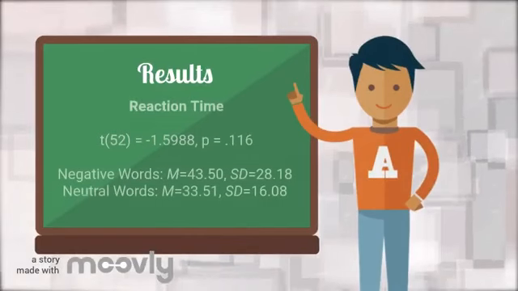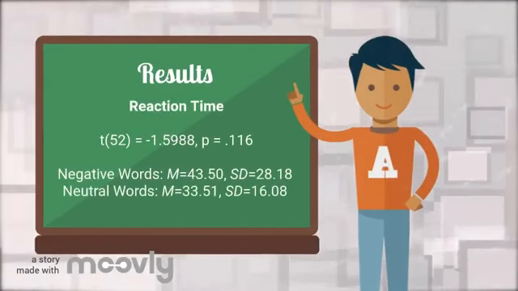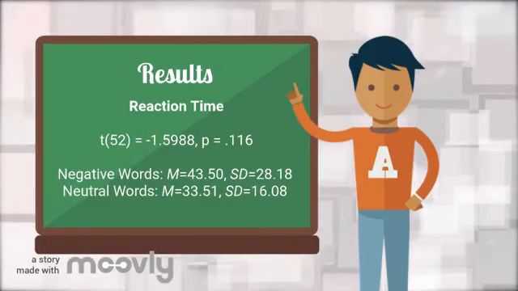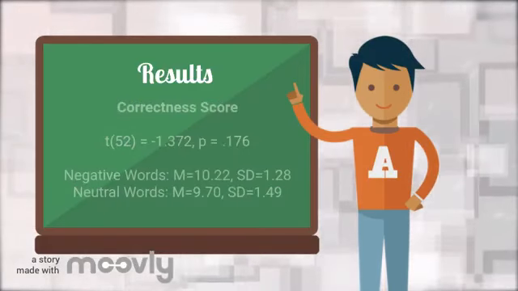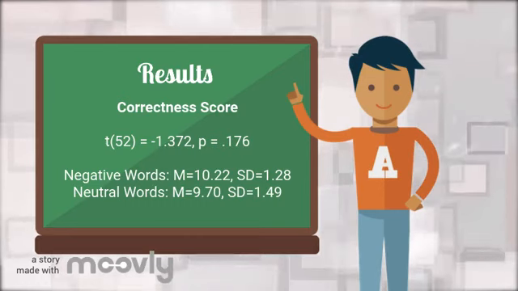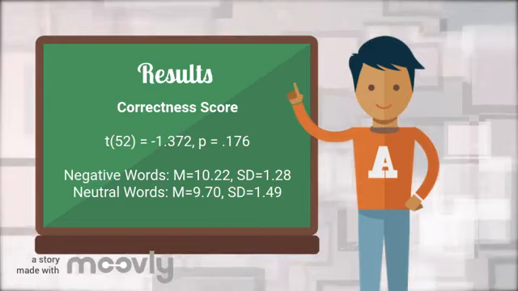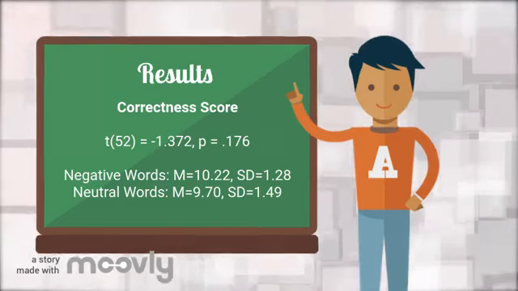Contrary to what we predicted, negative words did not have faster response time than neutral words on memory recognition tasks, with a p-value of 0.116. In addition, we found that negative words did not have a better correctness score than neutral words on memory recognition tasks, with a p-value of 0.176.